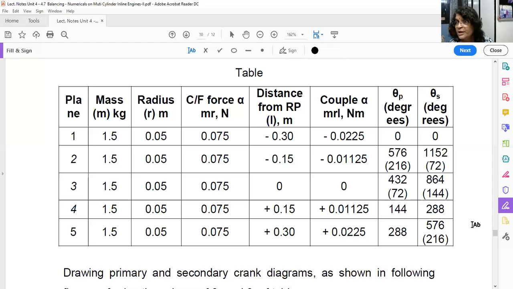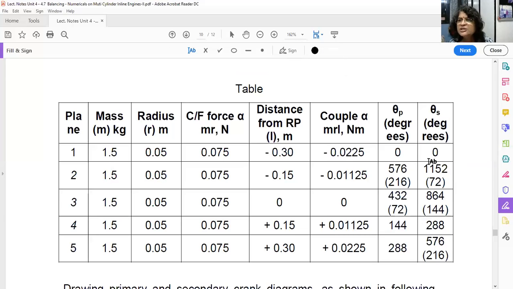Understood? Now how to write down the last column, the secondary crank angle? Just make it double, don't think at all. So 0 degree; 72 into 2 is 144; 216 into 2 is 432, minus 360 gives 72 degree; 144 into 2 is 288; 288 into 2 is 576, minus 360 gives 216.